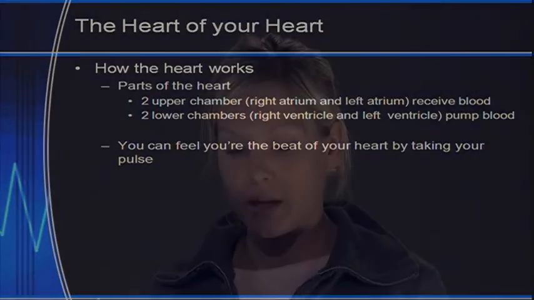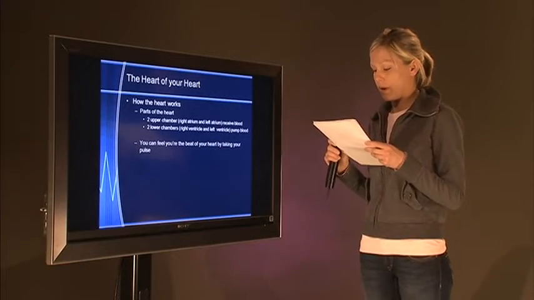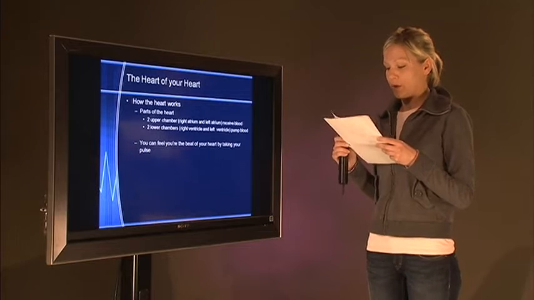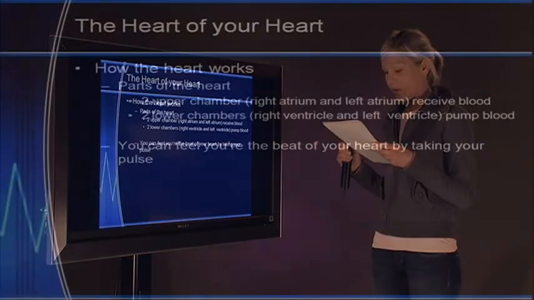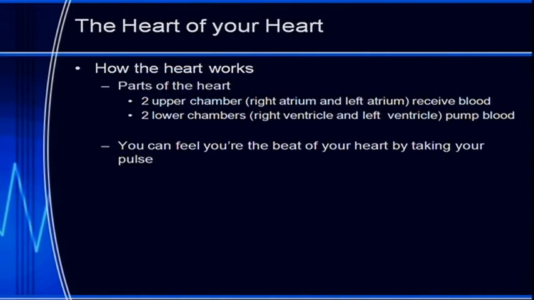How the heart works. Parts of the heart. Two upper chambers, the right atrium and the left atrium, receive blood. The two lower chambers, the right ventricle and the left ventricle, pump blood. You can feel your heartbeat by taking your pulse either on your wrist or on the side of your neck.